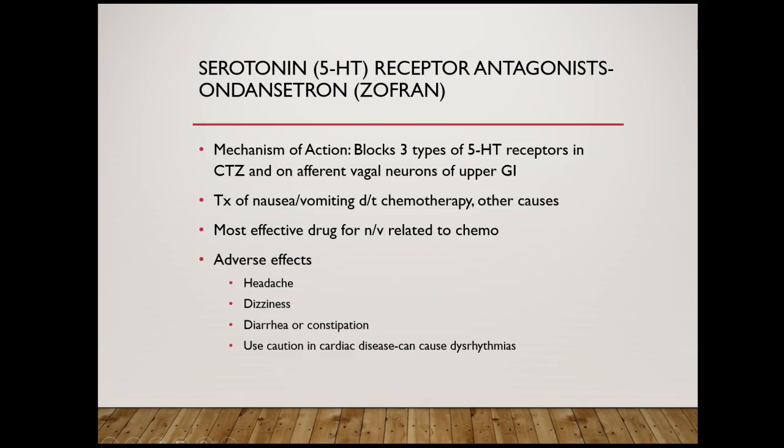It's used to treat nausea and vomiting associated with chemotherapy, and it's given 30 minutes prior to chemotherapy and several days after chemotherapy is done. It can be used for other causes of nausea and vomiting, including post-op nausea and vomiting. Adverse effects can include headache, dizziness, diarrhea, or possibly constipation, although ondansetron is very well tolerated by patients.